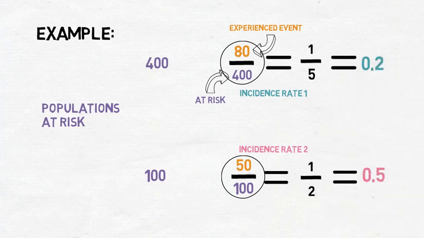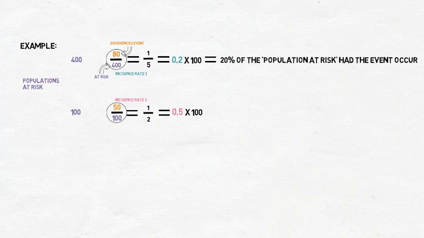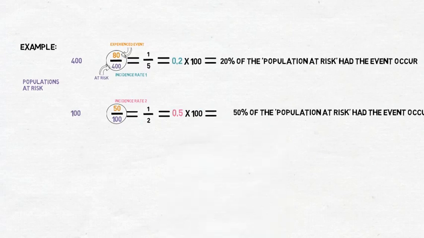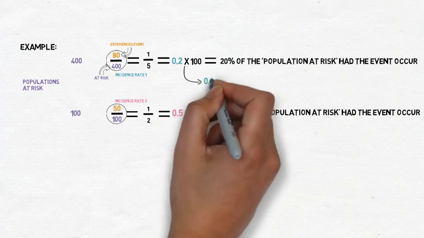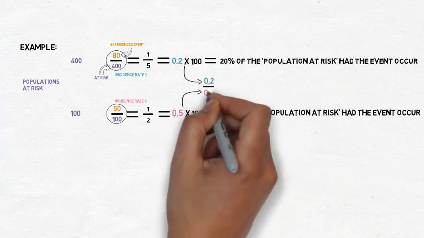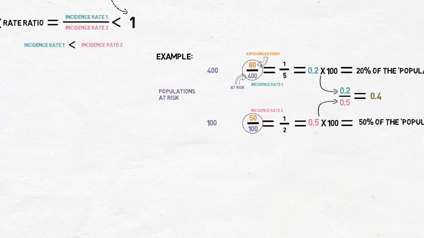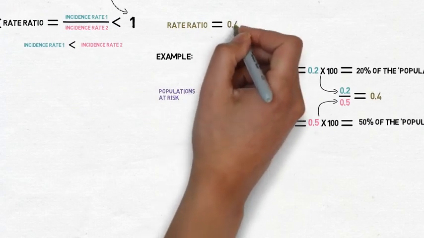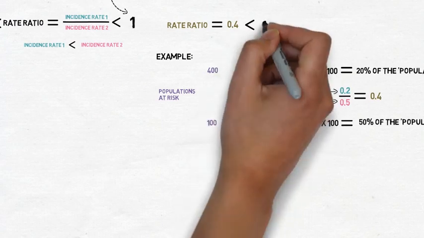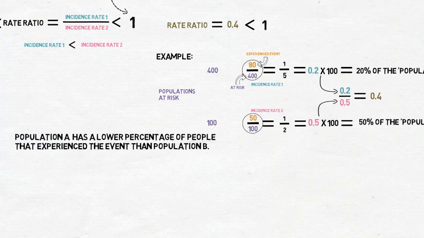What this means is that for population A, 20% of the population listen to music and 50% of population B listen to music. Now, to get the rate ratio, we are going to divide the incidence rate from population A by the incidence rate of population B. This gives us a rate ratio of 0.4. As this is less than 1, this shows that for this example, population A had a lower percentage of people who experienced the event than population B.